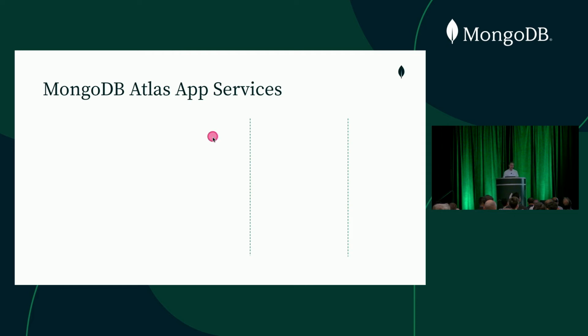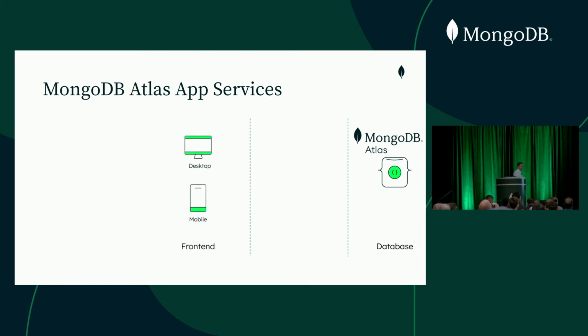All right, so a typical three-tier application. At the bottom, we have the database layer. We are using MongoDB Atlas. And in the front end, you can have multiple applications: a front-end application, desktop application, mobile application. And in the middle, you will need a back-end application, right? For this purpose, you can develop an application from scratch. It could be a Node.js application, a Python application, whatever your preferred language is.